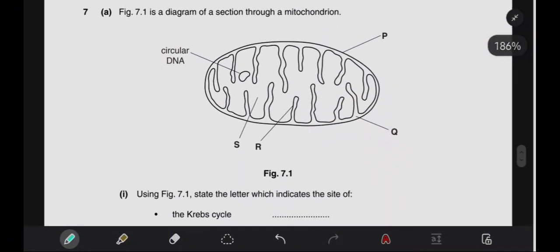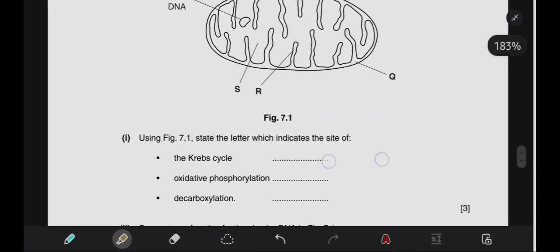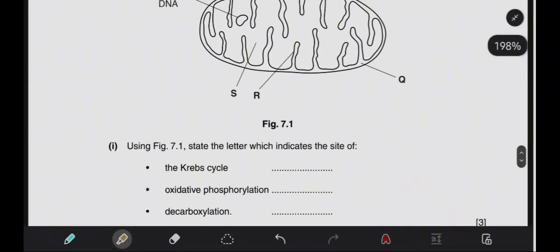Question 7. Figure 7.1 is a diagram of a section through a mitochondrion. Using figure 7.1, state the letter which indicates the site of the Krebs cycle. Site of the Krebs cycle is the mitochondrial matrix, and that would be S. Oxidative phosphorylation takes place in the inner membrane of the mitochondria, so that's R. And decarboxylation will also be S because it happens in the Krebs cycle.